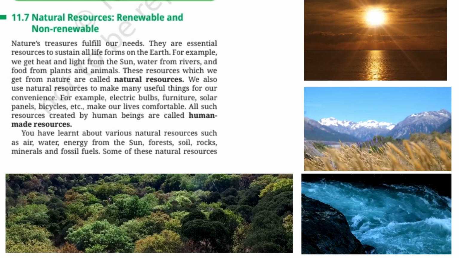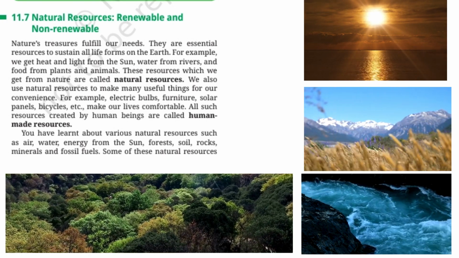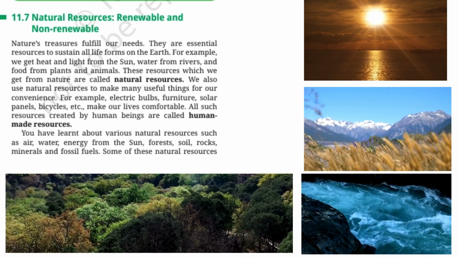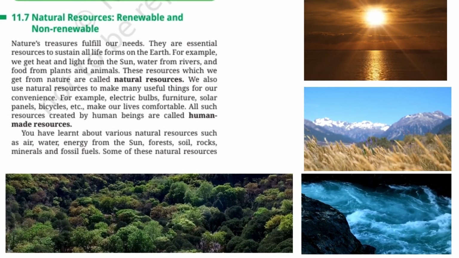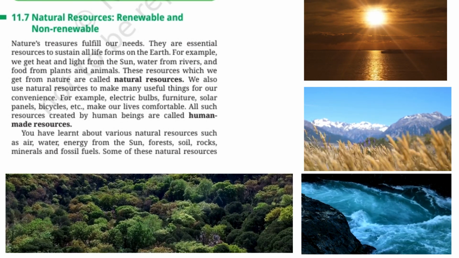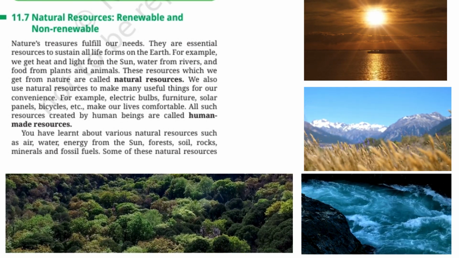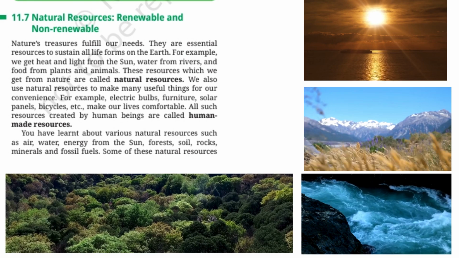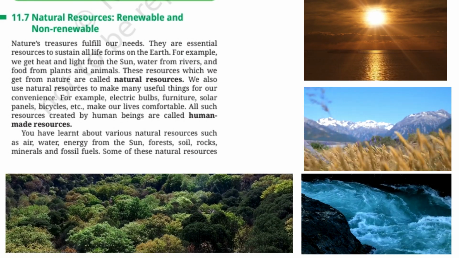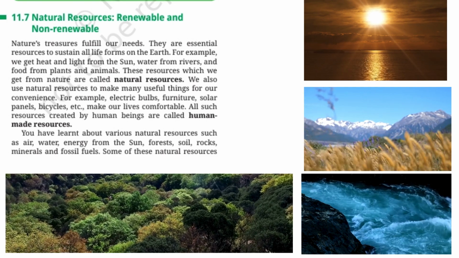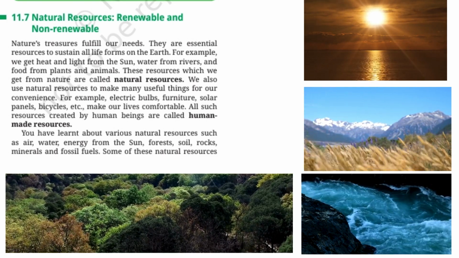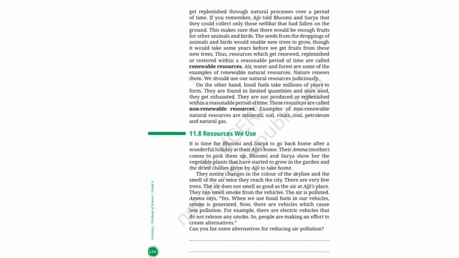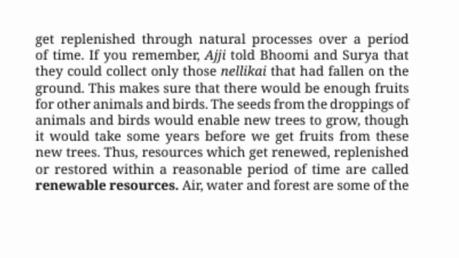We also use natural resources to make many useful things for our convenience. For example, electric bulbs, furniture, solar panels and bicycles make our lives comfortable. All such resources created by human beings are called man-made resources. You have learned about various natural resources such as air, water, energy from the sun, forests, soil, rocks, minerals and fossil fuels. Some of these natural resources get replenished through natural processes over a period of time. If you remember, Aji told Bhumi and Surya that they could collect only those nelikai that had fallen on the ground.